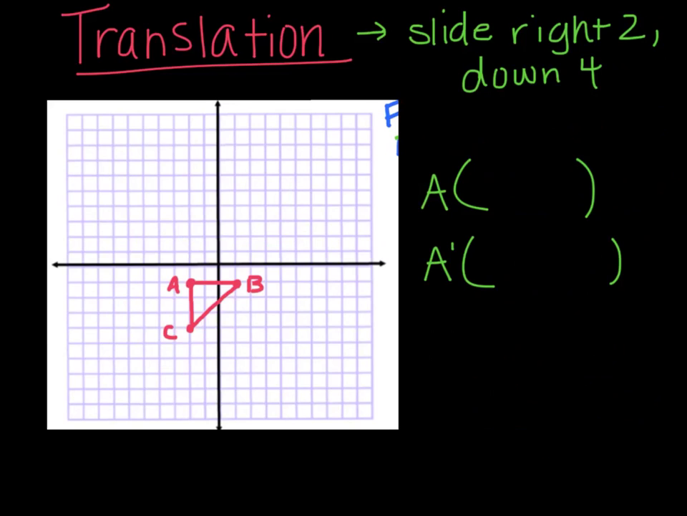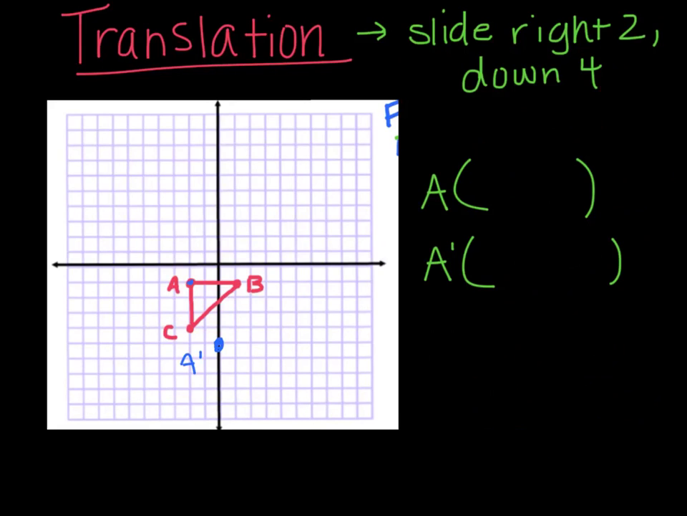All right, my next problem is going to be a translation or a slide. So I'm going to take my original triangle. I'm going to slide it right 2, down 4. Okay, so I'm going to start with A, that's right here, and I'm going to slide it right 2 and then down 1, 2, 3, 4. So there's where my new point ends up. Right 2, down 1, 2, 3, 4. So there's my A prime.